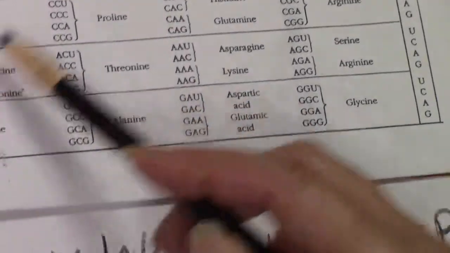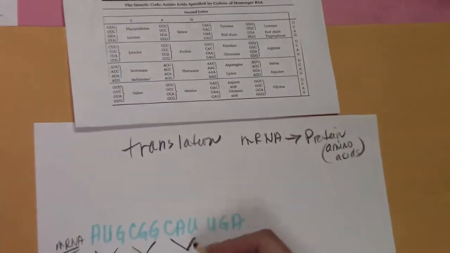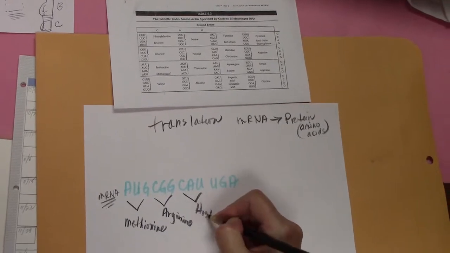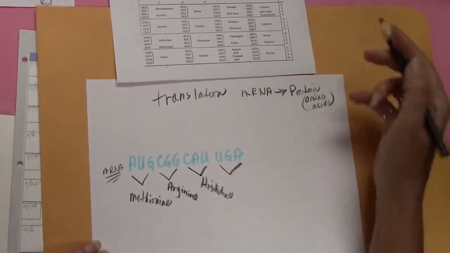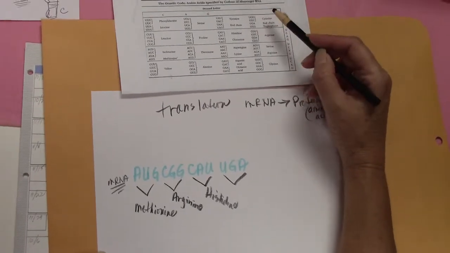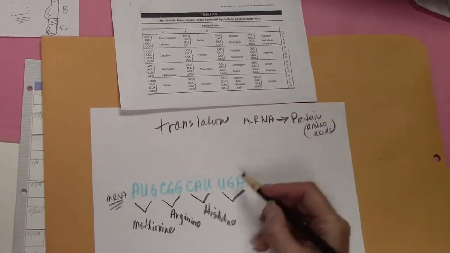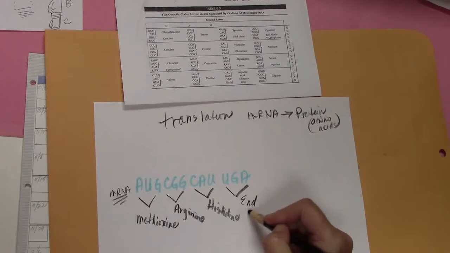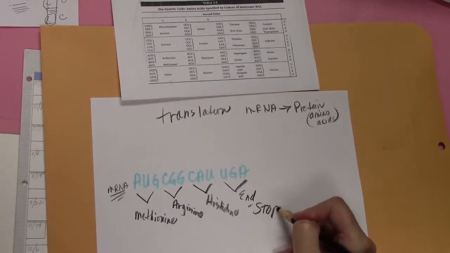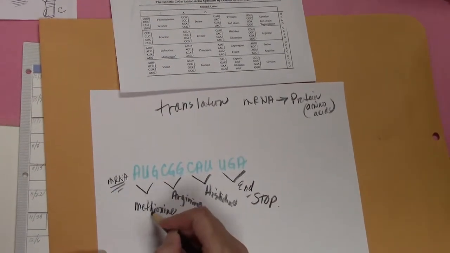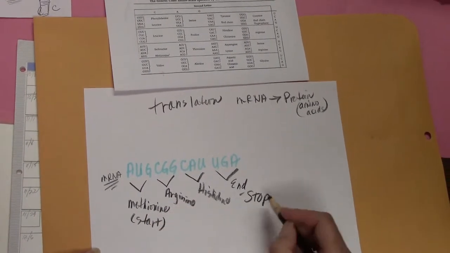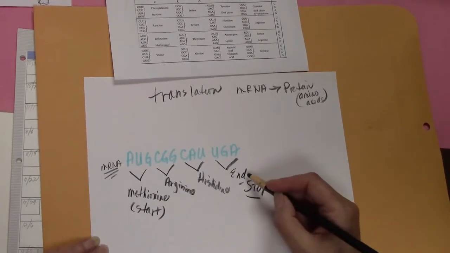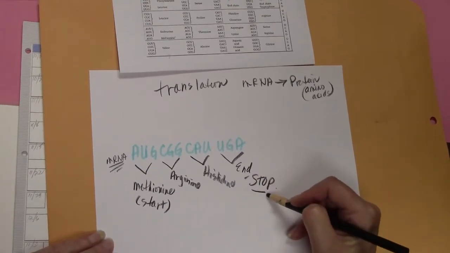CAU is histidine. And lastly, we have UGA. If you look at UGA, you'll notice that it says end chain. So this is an end chain, or something called a stop. Every protein starts with methionine, which sometimes you'll see as the word start, and every other one ends with an end codon, which is always stop.